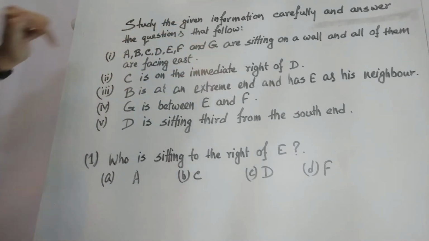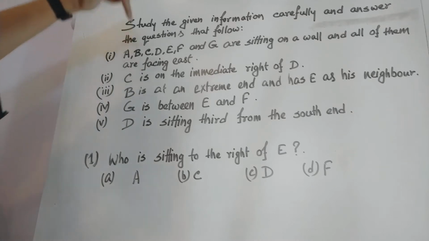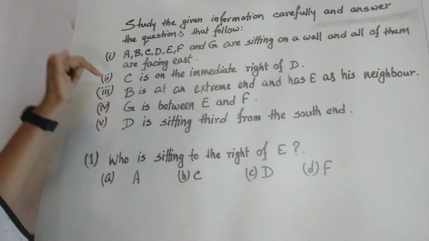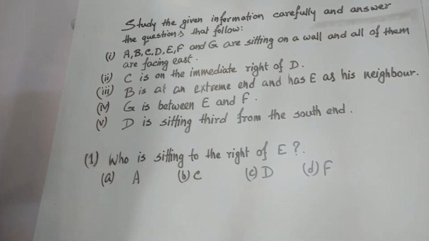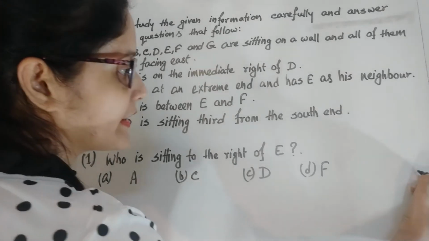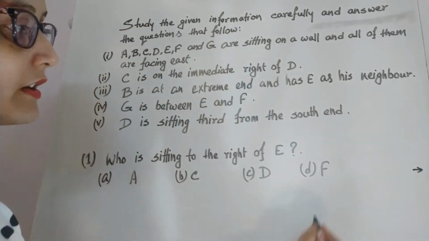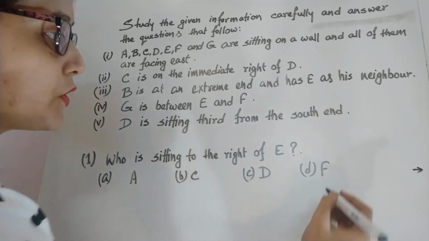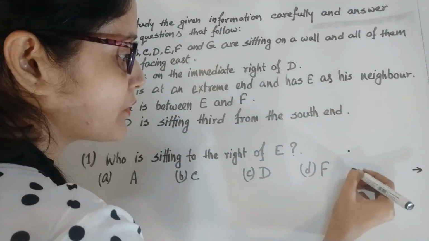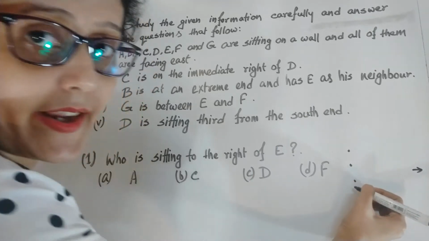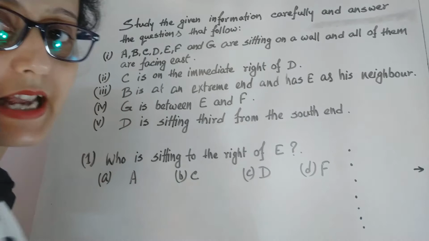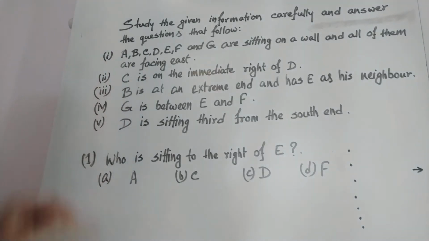So, let's start. Clue number 1, what is given? A, B, C, D, E, F and G are sitting on a wall and all of them are facing east. They all are facing east, that means they all are facing in this direction. So, they are sitting on a wall. What will be their position? They will sit in this way: 1, 2, 3, 4, 5, 6 and 7.